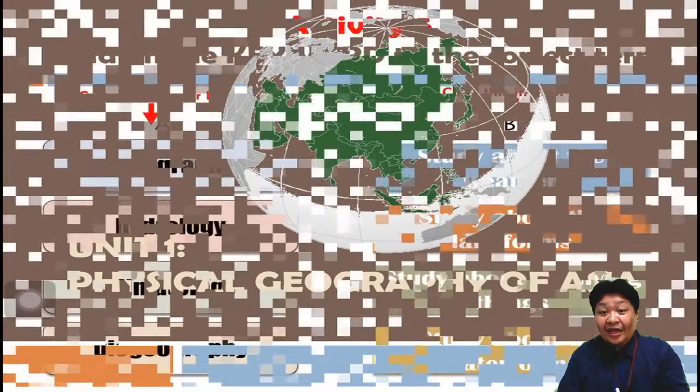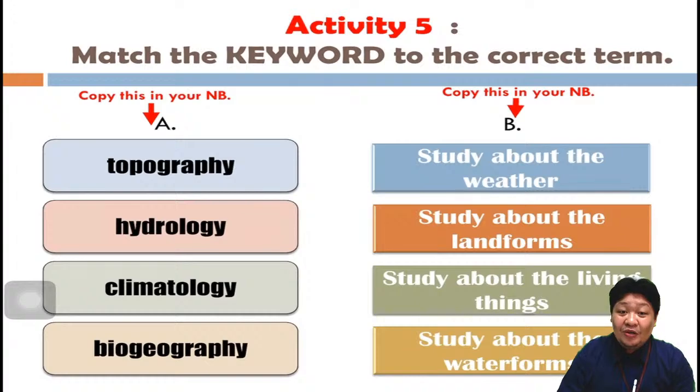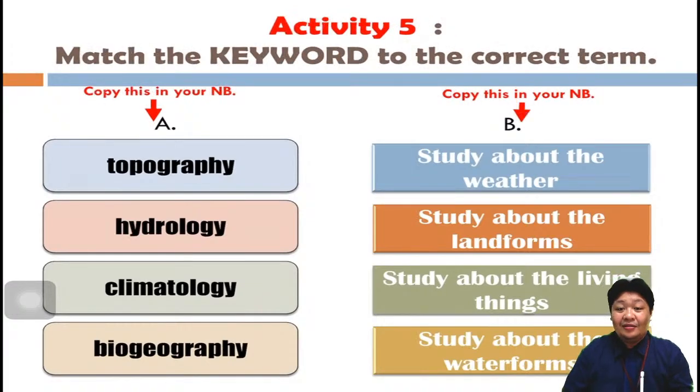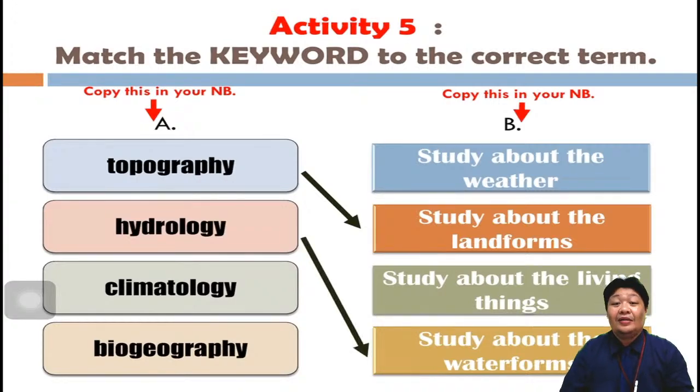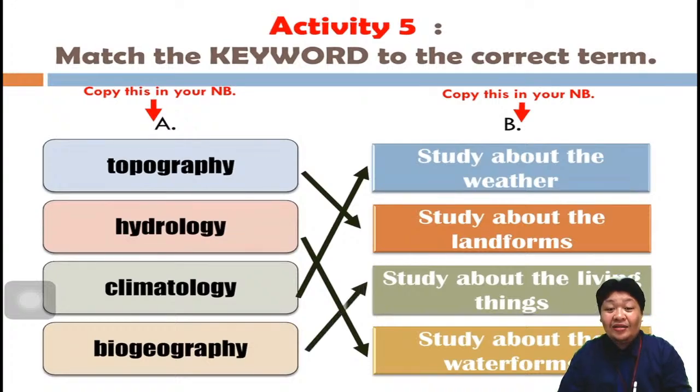Continue. Last time we finished about this. Match the keyword to the correct term. Topography. What is topography again? The study about landforms. Very good. Hydrology. Study about water forms. Okay. Climatology. Study about the weather and the climate of Earth. Okay. Next, biogeography. Study about the living things. Okay. By the way, you can play the Google games or the online games tomorrow. I will send it to you. Okay. Next.